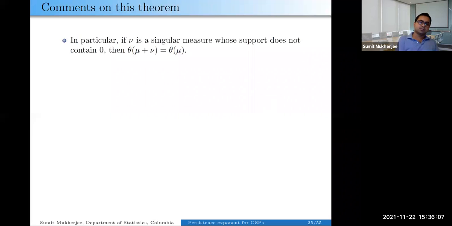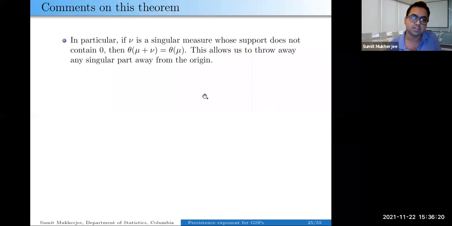And so in particular, this applies to singular measures away from the origin. If your singular measure happens to not contain zero in its support, let's say it's supported on minus infinity to minus 1 and 1 to infinity, your exponents will match. This allows us to throw away singular parts. This tells a bit about how we do the proof. We first remove the singular part away from the origin. Near the origin, we cannot remove it, so we smooth it out by a continuous process.